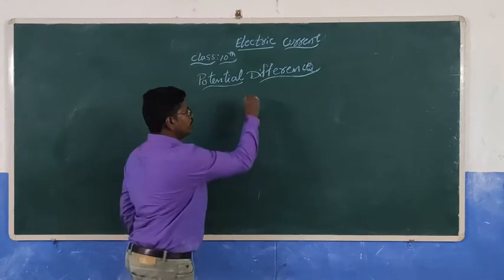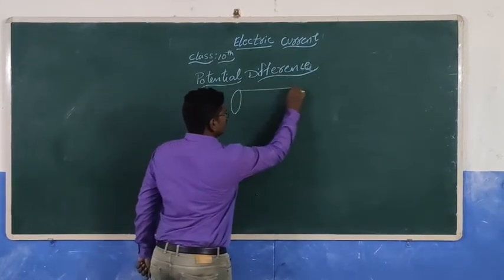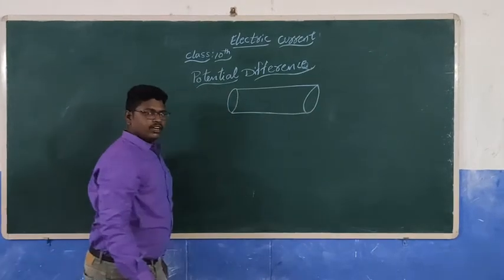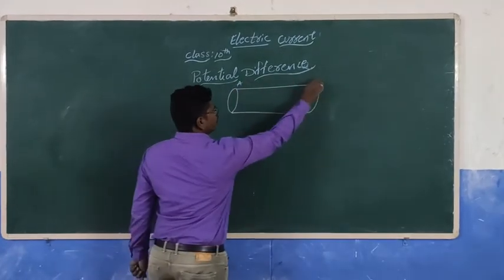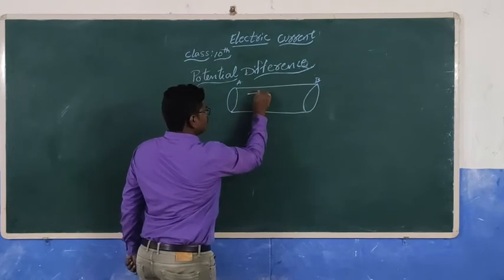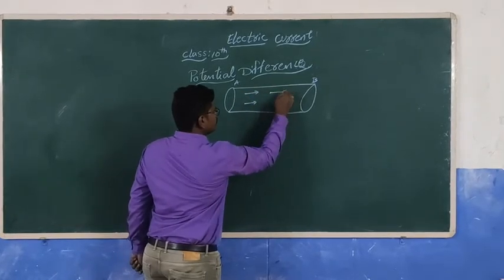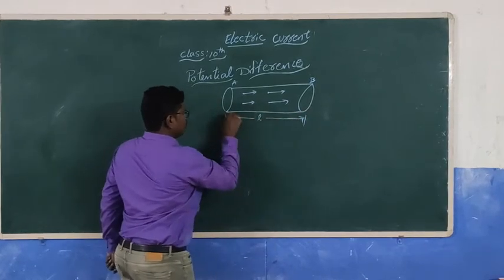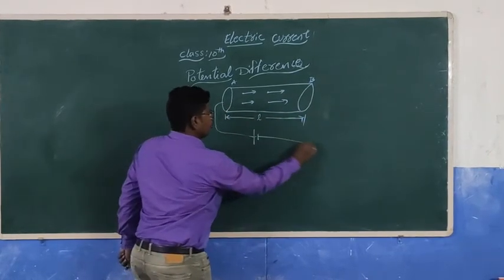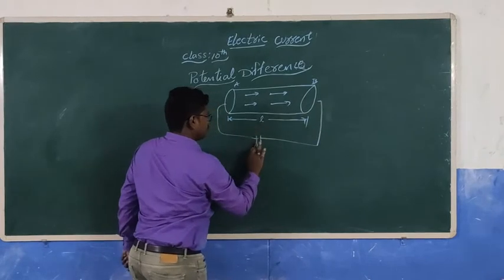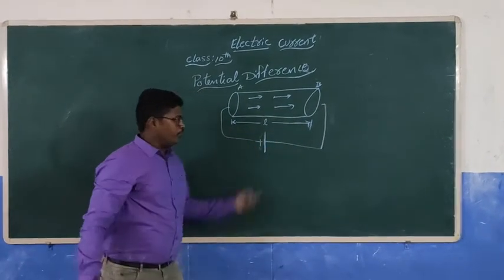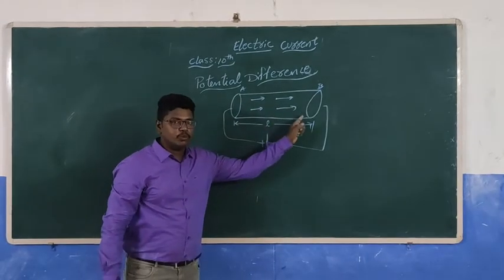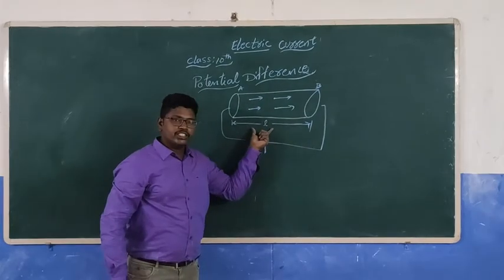So first I need to draw the diagram. See here. This is a conductor. In a conductor, the charges will be moved from A to B over a distance L. You already know that whenever you connect an external voltage source, only then will the charges be moved from A to B, a distance of L.